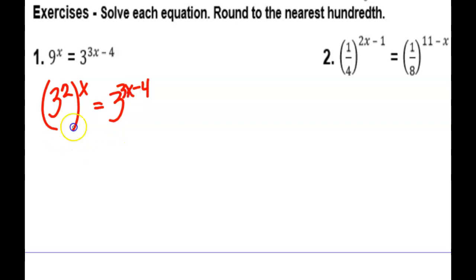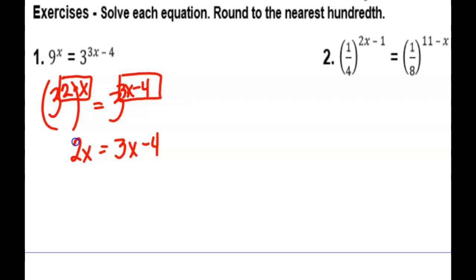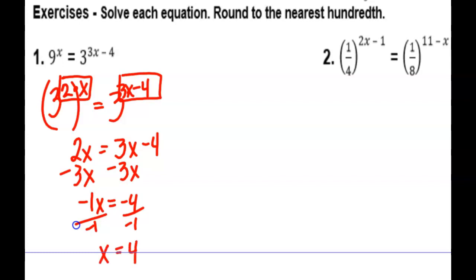All right, now that they have the same base, this has to equal this. And there is multiplication over here, so we could just rewrite it as 2x equals 3x minus 4. Solve. I got positive 4. Anybody else? Okay. It says round to the nearest hundredth. We didn't need to round on that one. Okay, number 2.